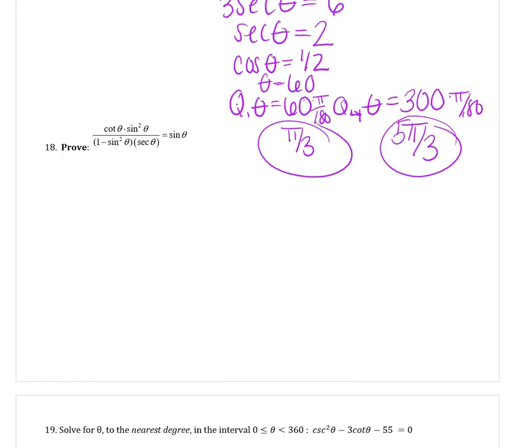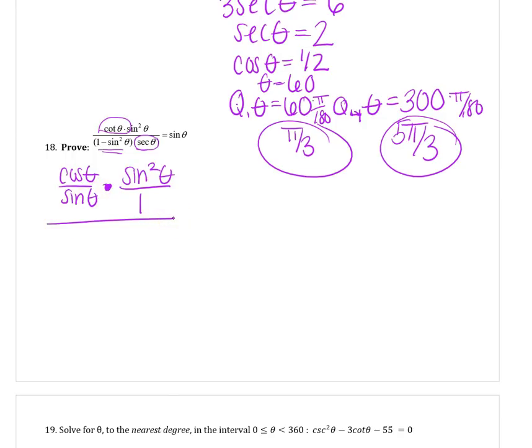All right, here we are. We got another proof to do. I've got cotangent of theta times sine squared of theta, yada, yada, yada, equals sine of theta. Okay, I'm noticing I have some identity stuff in here. 1 minus sine squared of theta. I also notice I have a cotangent. I can rewrite that in terms of sines and cosines. So let's just start putting some substitutions in. Cotangent of theta is cosine of theta over sine of theta. Okay, then times, I'll leave this in terms of sine, because then some stuff will cancel.